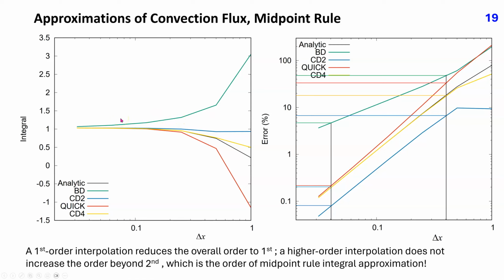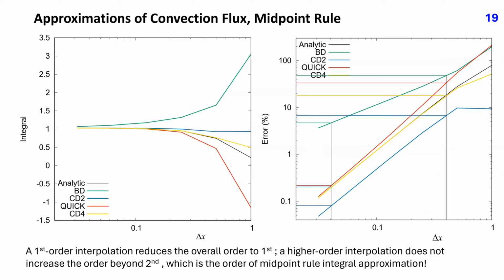As expected, the error reduces 1 order of magnitude when the grid spacing reduces by the same factor if the first order interpolation BD is used. Both linear interpolation CD2 and midpoint rule for integration are second order approximations, and the 2-level approximation also converges with second order, as the blue line shows.